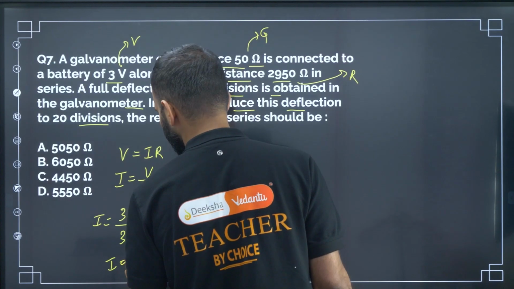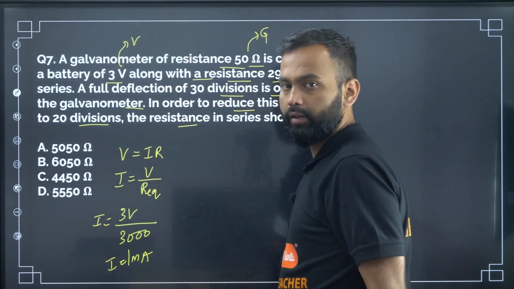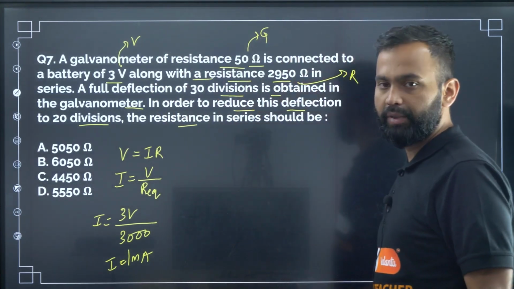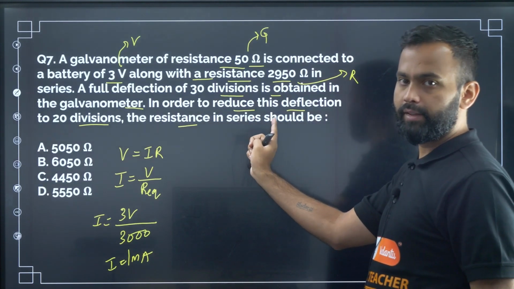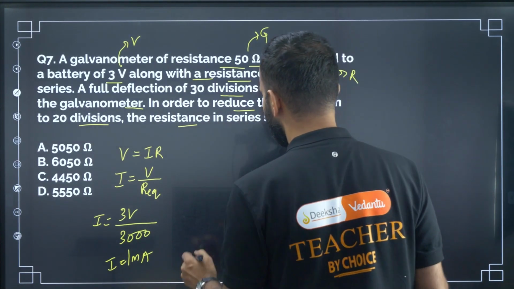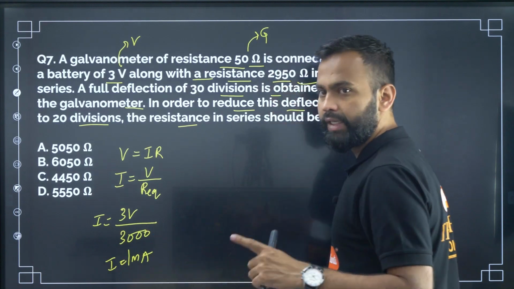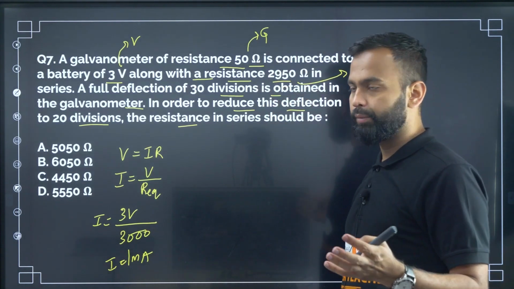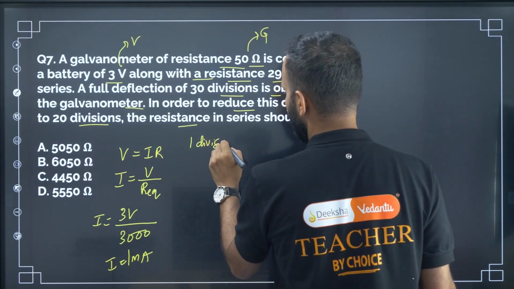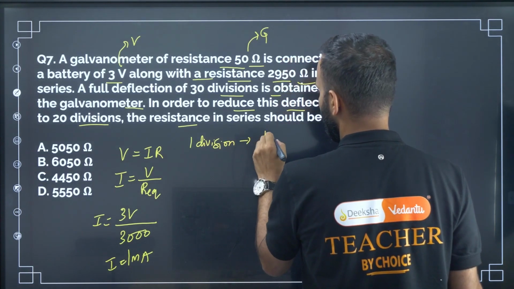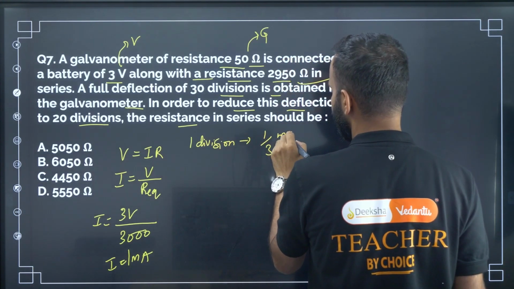So the current flowing through the galvanometer is 1 milliampere. It shows 30 divisions, so every division represents 1 by 30 milliampere.